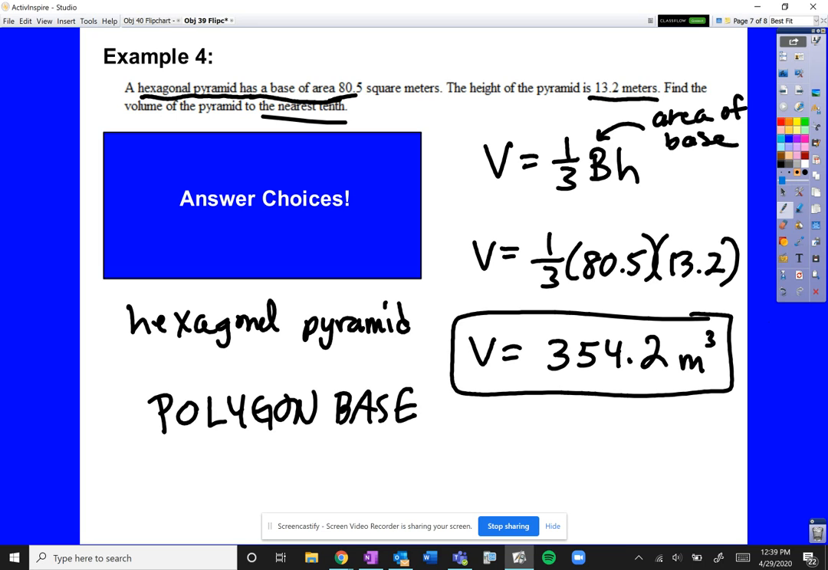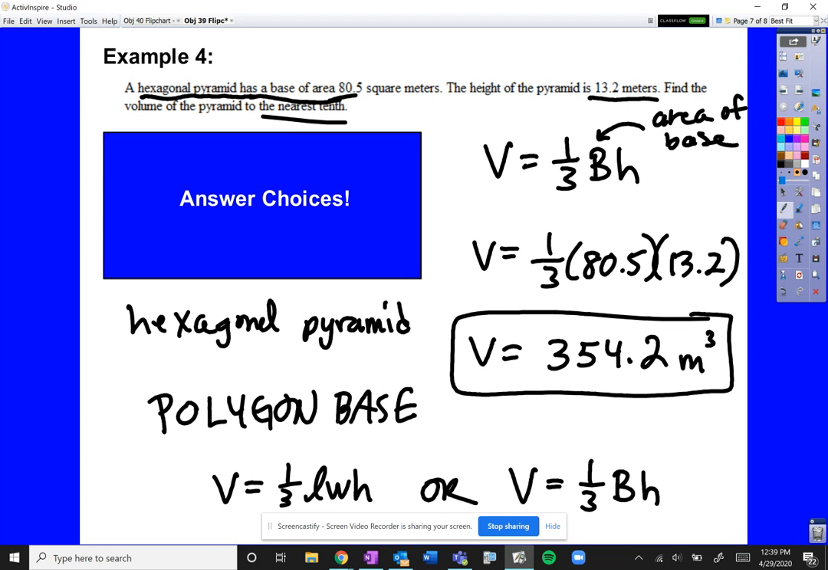Okay, so we got our 2 formulas. Pyramids are always 1/3 of what their prism would be. So we have 2 formulas: either 1/3 of length times width times height for rectangles only, or 1/3 times the area of the base times height.